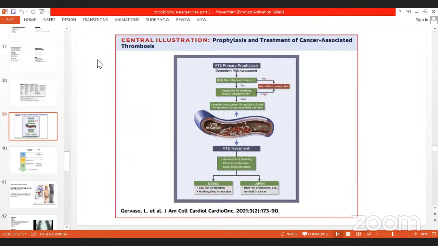We consider giving prophylaxis for VTE with rivaroxaban 10 mg daily for 6 months, or apixaban, that is, these are NOACs, 2.5 mg twice daily for 6 months. These are the common prophylaxis we give. In case of treatment, we need to assess the risk for bleeding, and based on drug-drug interactions, we either give NOACs or low molecular weight heparin. Whenever there is a high risk of bleeding, like luminal GI cancers, we go with low molecular weight heparin. Whenever the risk of bleeding is low, even though the patient has VTE, and there are no drug interactions, then we go with novel oral anticoagulants.